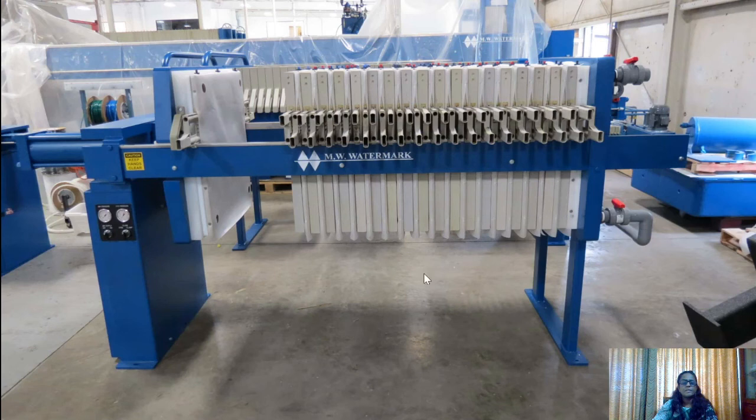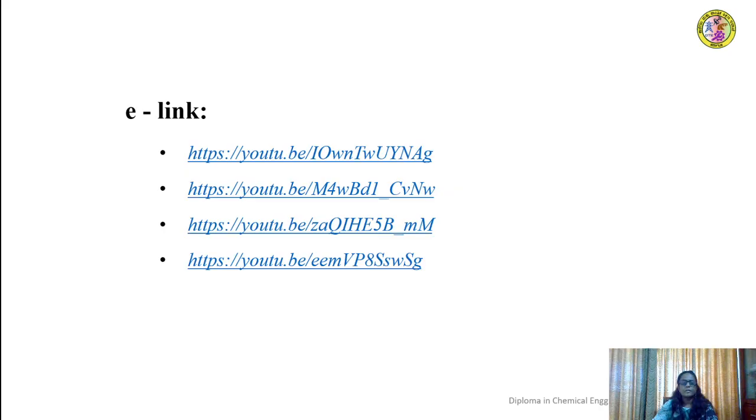So this is a real picture of a plate and frame filter press installed in an industry. A set of YouTube links provide you the videos showing you the working of plate and frame filter presses.